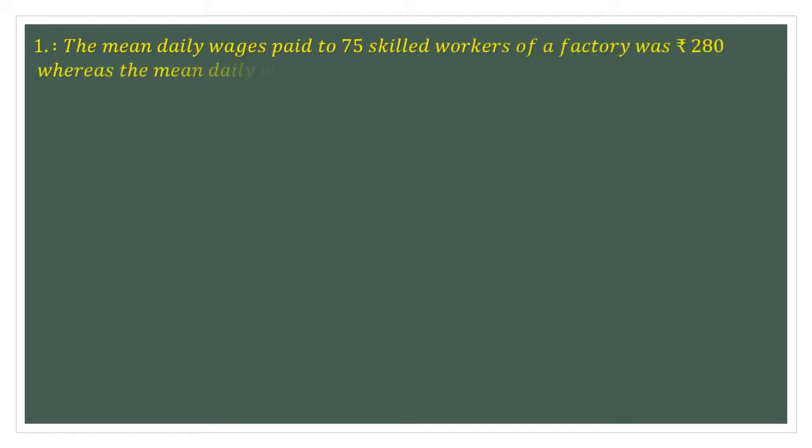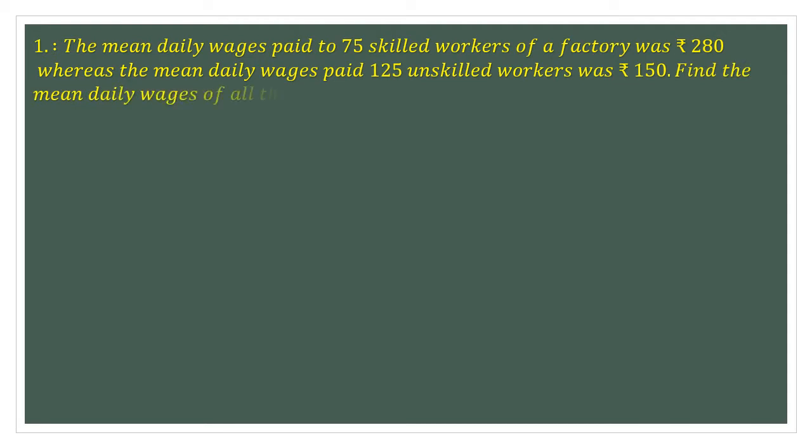First question. The mean daily wages paid to 75 skilled workers of a factory was rupees 280, whereas the mean daily wages paid to 125 unskilled workers was rupees 150. Find the mean daily wages of all the workers. That means it is kind of a combined mean question, because means of two separate groups are given with the number of observations in those groups. The first group could be called the skilled workers group, and the second group is the unskilled workers group.